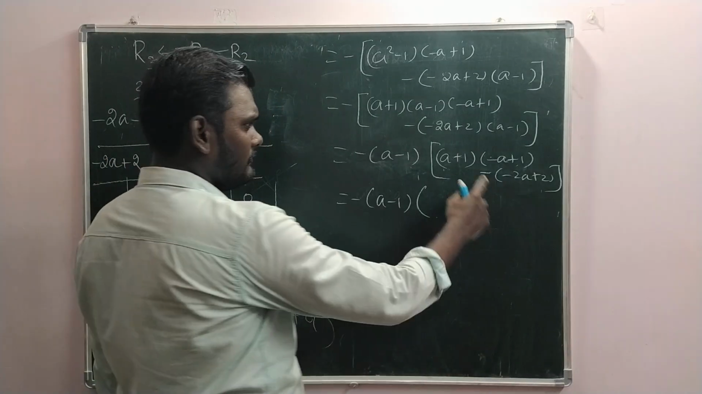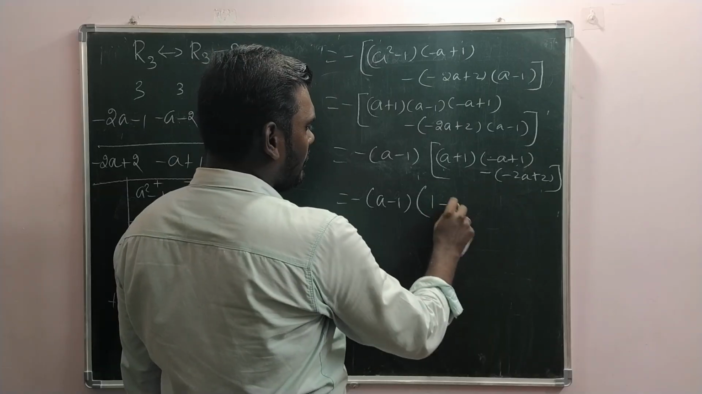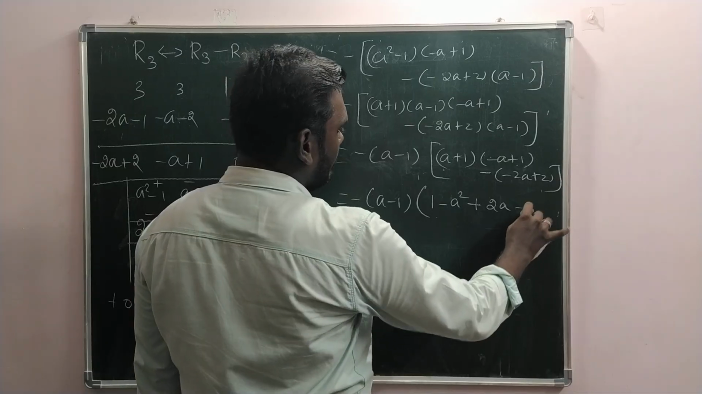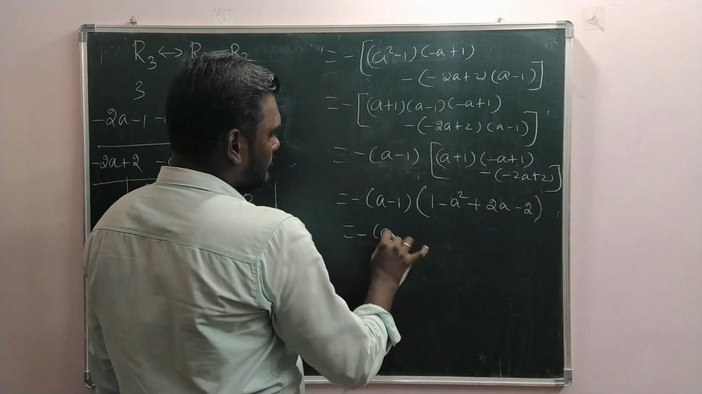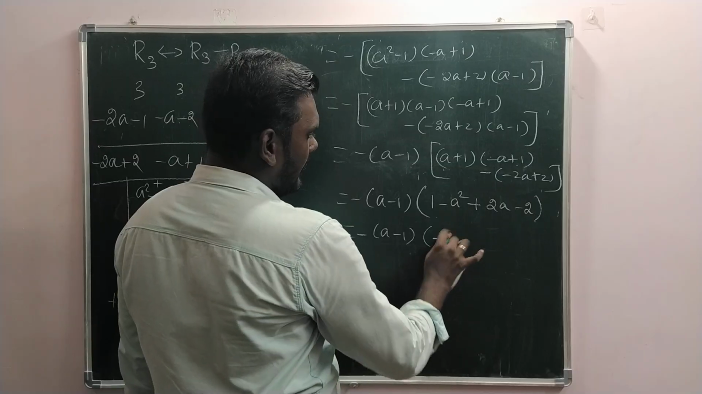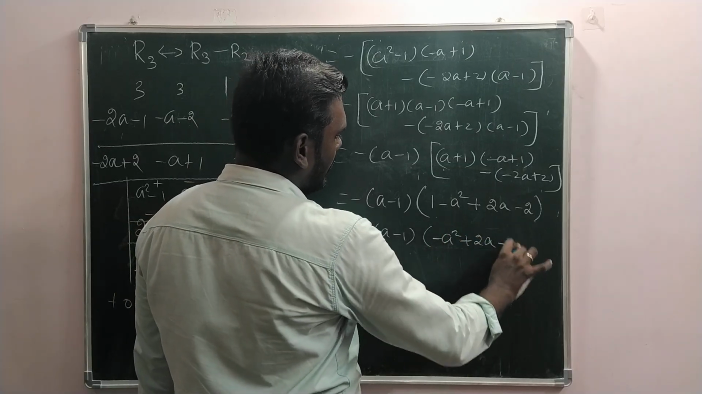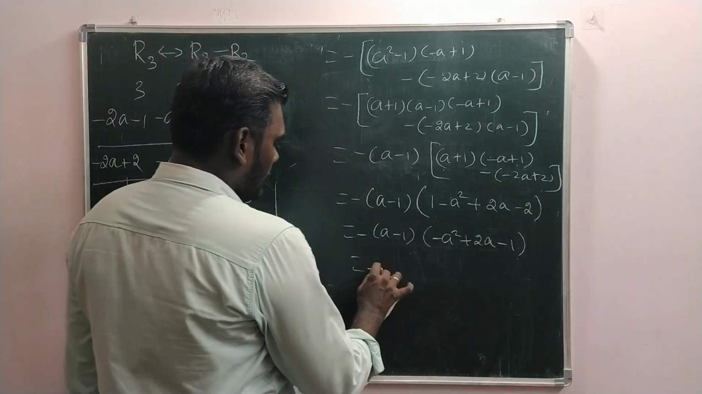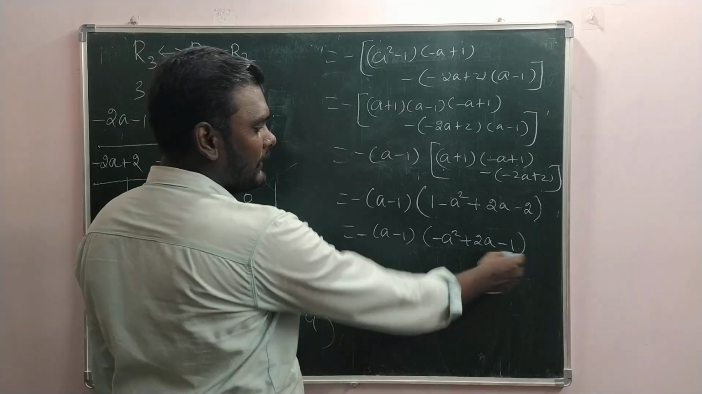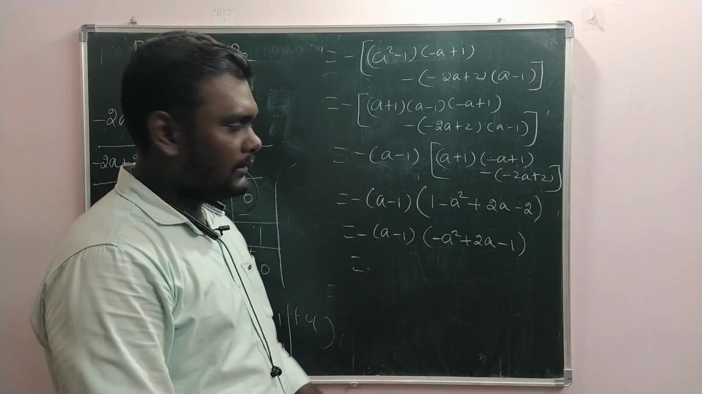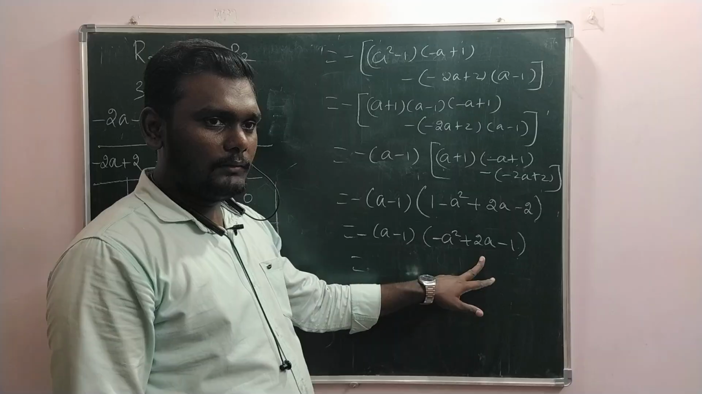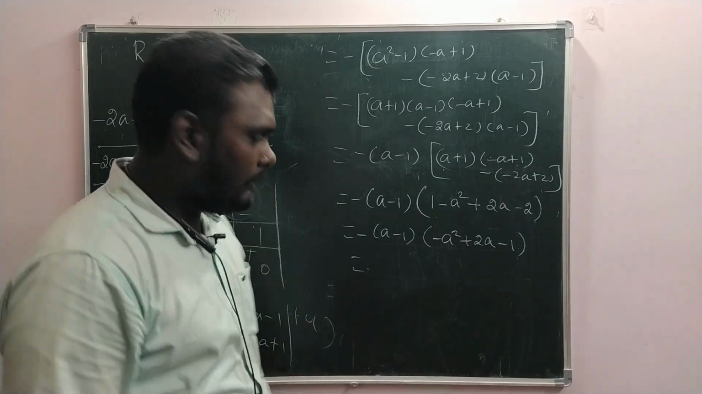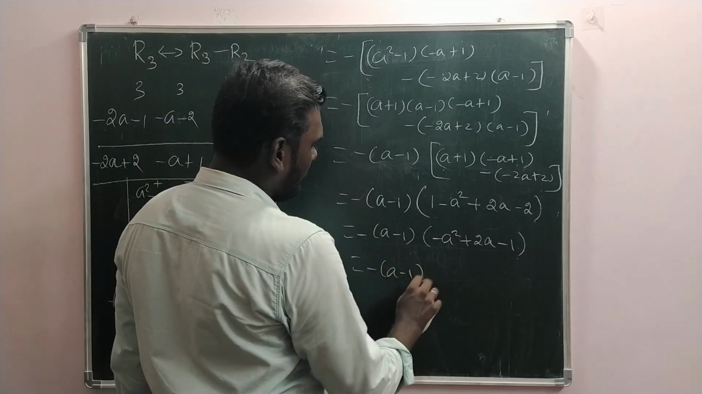What is it? 1 plus a into 1 minus a. So this is 1 minus a square, and this is minus into minus, plus 2a minus 2. Then what will we get? Minus of a minus 1 into 1 minus a square plus 2a minus 1. Okay. And this minus, we can take one minus as common. Why am I taking minus as common? There is a reason. This looks like the a plus b whole square or a minus b whole square formula, is it? While taking minus as common, what can we say? So this is minus of a minus 1.